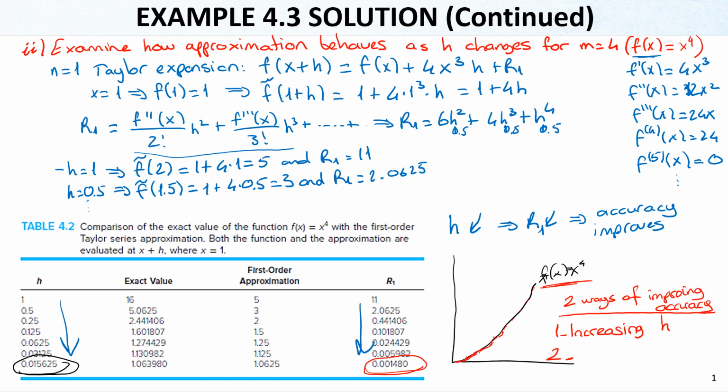So the second option is increasing the Taylor series degree, or n, or adding terms to the Taylor expansion. So these are the two ways to improve the accuracy of the approximation with Taylor expansion.